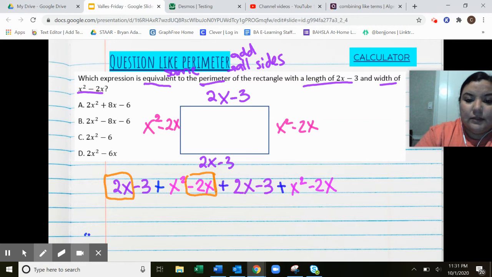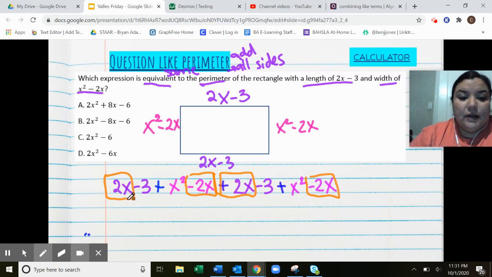Moving on, I see this plus 2x. And then again, I see x to the power of 2, but the 2 exponent is what makes it not the same, but this minus 2x is. Okay, so now we're going to combine what I have boxed in orange. So we know that 2 minus 2 is 0, and then we have 2 minus 2 is 0. So that means we don't have any x's, because 0 plus 0 is 0. So that part was easy.